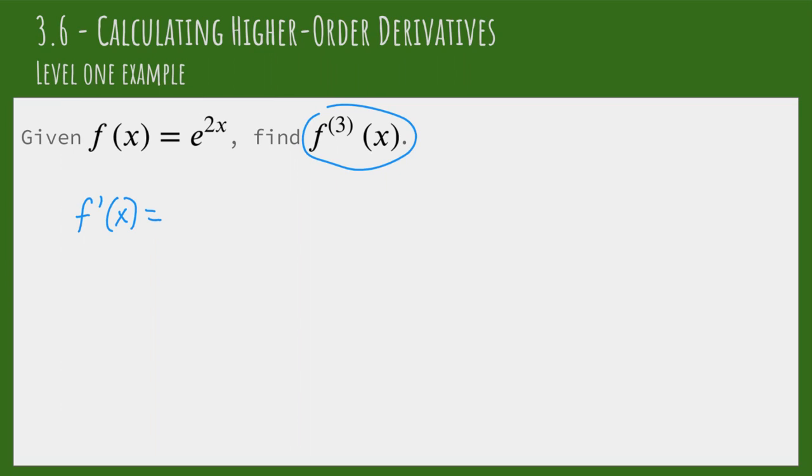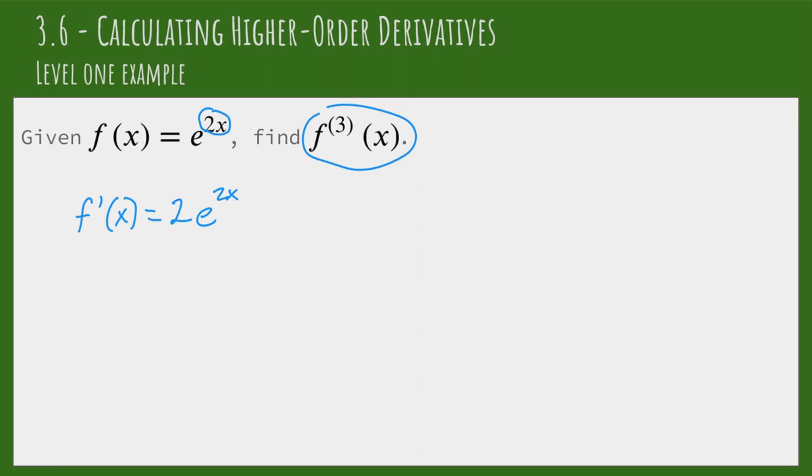We do need to use a chain rule in this problem with the e to the 2x. That 2x is an inner function or a baby function. So we take the derivative of the outer function, derivative of e to the x is e to the x, so we're going to have e to the 2x. We leave the inner function inside, and then we're going to multiply by the derivative of the inner function, which is going to be 2.